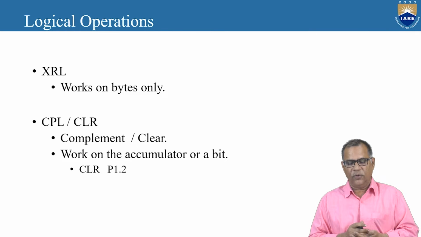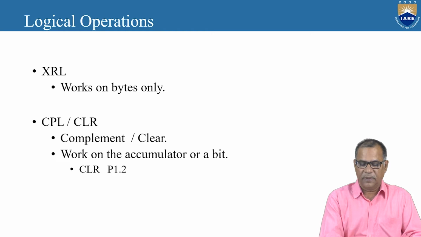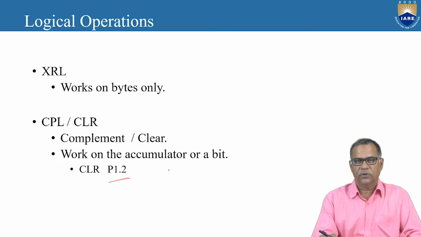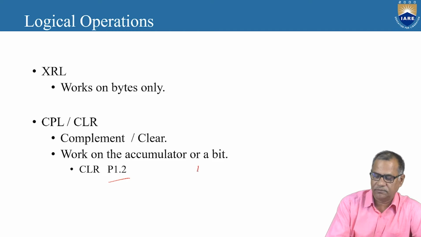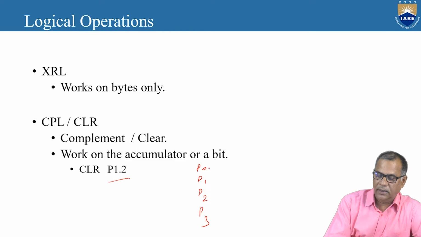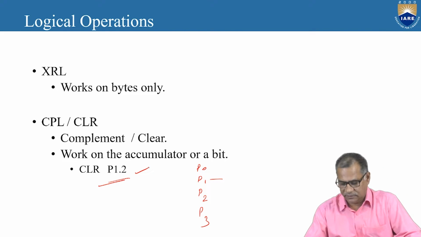So they work on the accumulator or the bits. For example, CLR P1.2. So there are 4 ports in 8051: P0, P1, P2, P3, and these are all 8-bit ports. So the third bit of port 1 is cleared. That means it is made 0 when you execute this instruction.